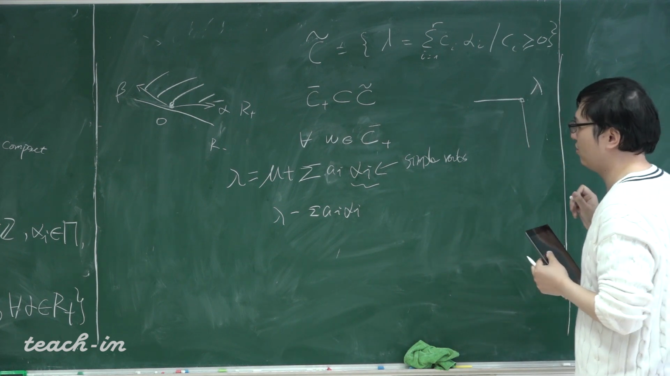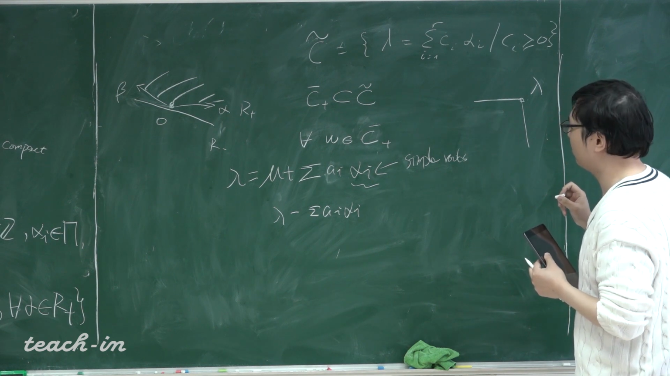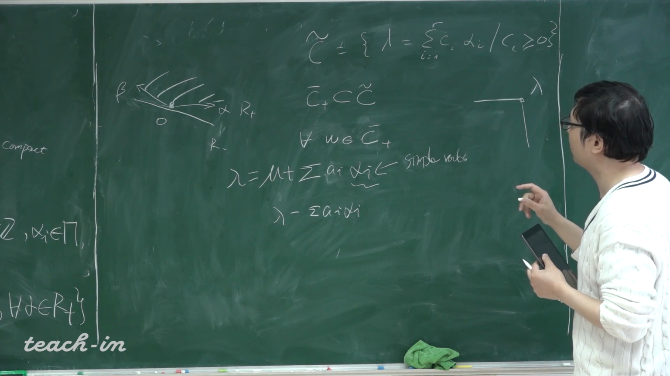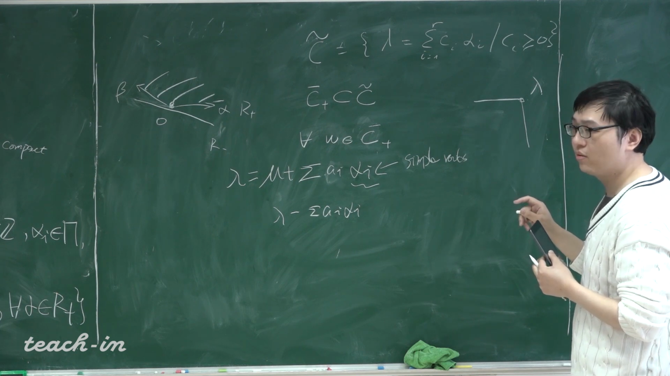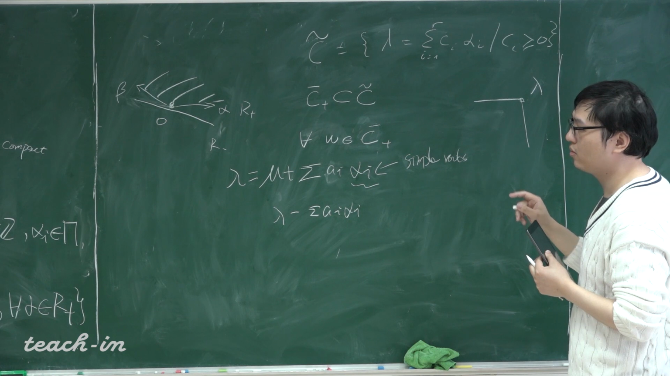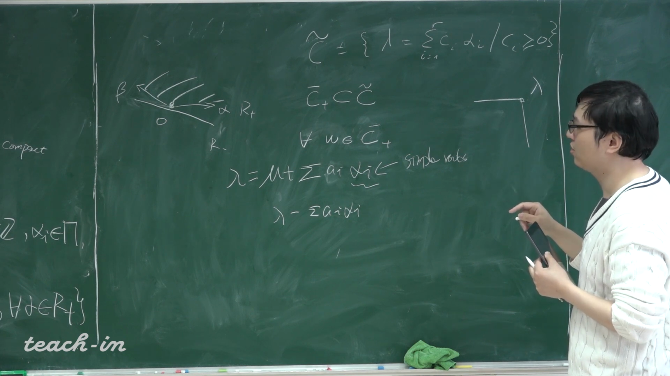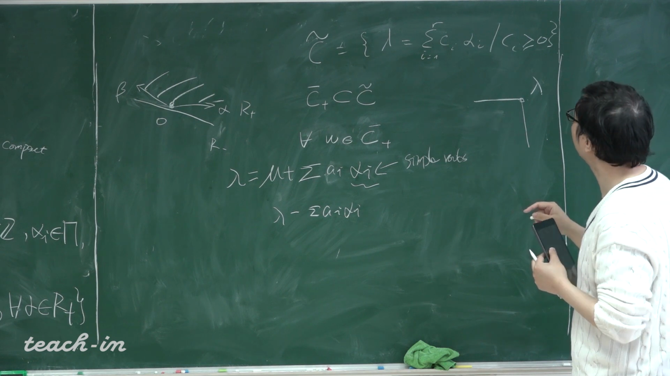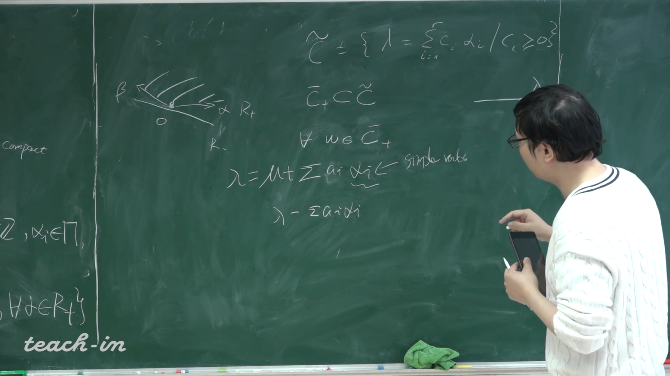Okay, can you write this in formulas? So the intersection of P lambda and C tilde, right? This is what you would like to do. And you would like to say that the intersection of P lambda and C tilde is finite, right? Yes. And then the intersection of P lambda, can you write down the formula for this set?